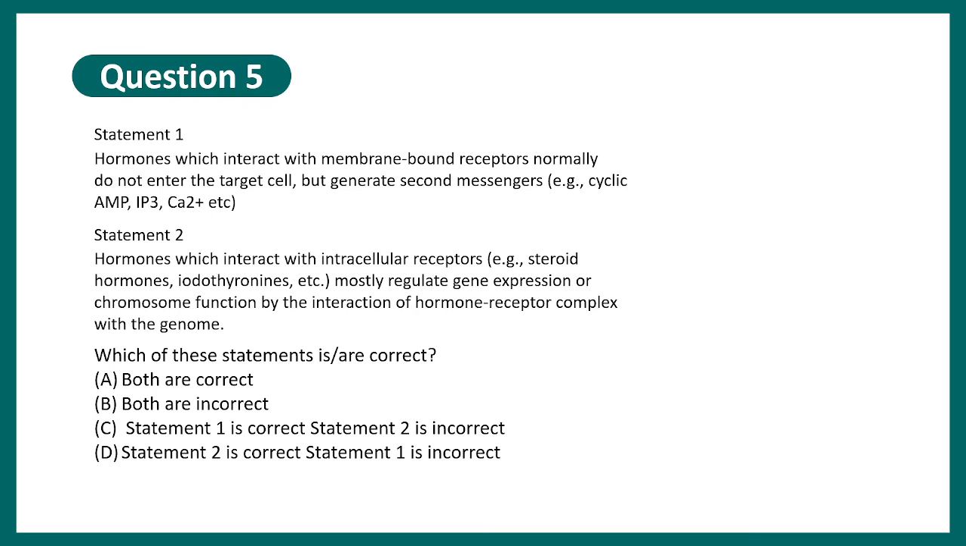Both are correct, both are incorrect. Statement 1 is correct but 2 is incorrect. Statement 2 is correct but 1 is incorrect. And if you have guessed it correctly, both these lines are taken from the NCERT textbook directly. And the correct option is option A. Both these statements are correct, right? It describes 2 different categories of hormones and how they possibly work. And these particular question and these 2 statements kind of summarize the whole concept.